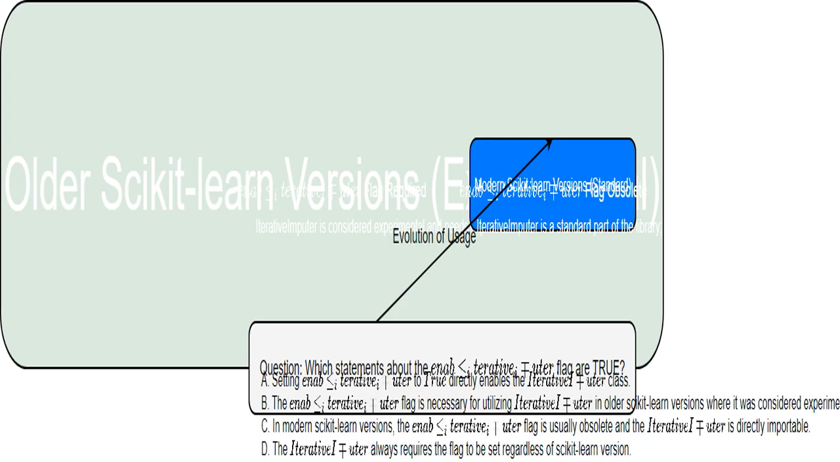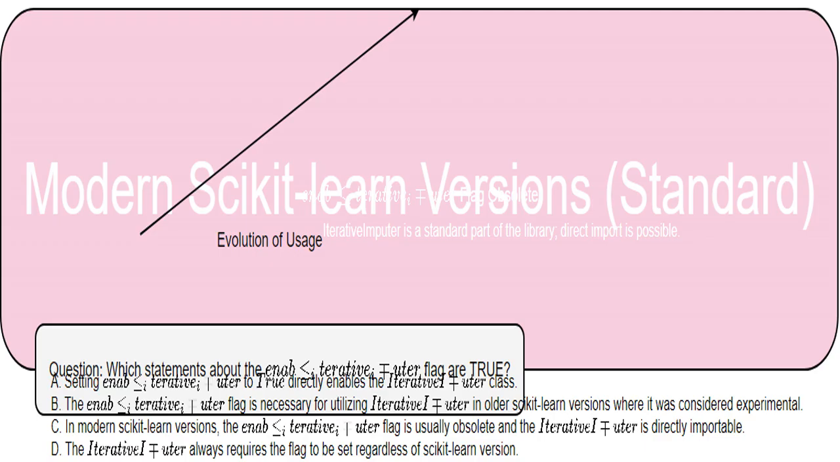In older versions of scikit-learn, the IterativeImputer was experimental. To use it, you absolutely needed the enable_iterative_imputer flag. Think of it like needing a special key to unlock an experimental feature. Now, in newer scikit-learn, things are much simpler. The IterativeImputer is a standard part of the library. You don't need any special flags, it's readily available. It's like the feature is now officially unlocked and ready to use.